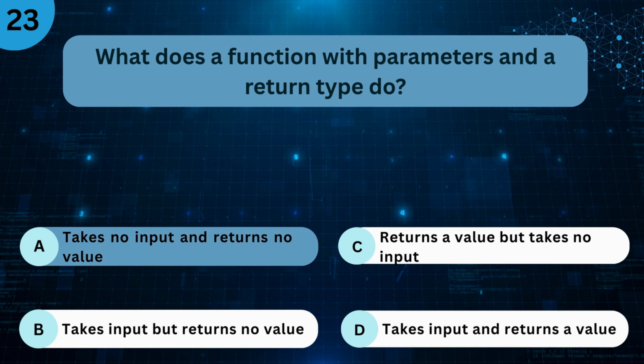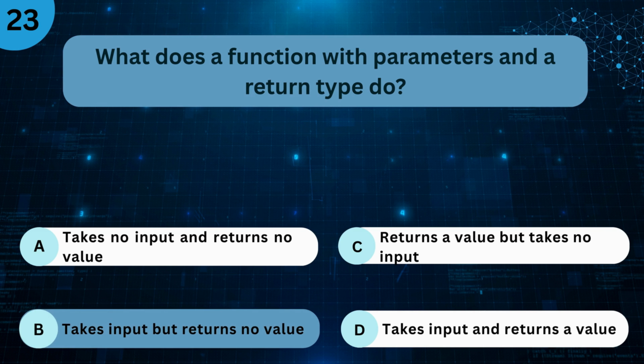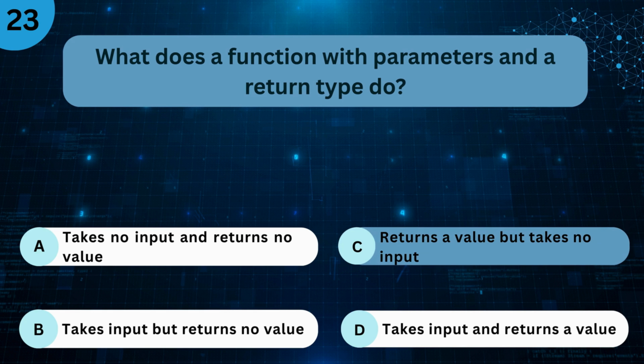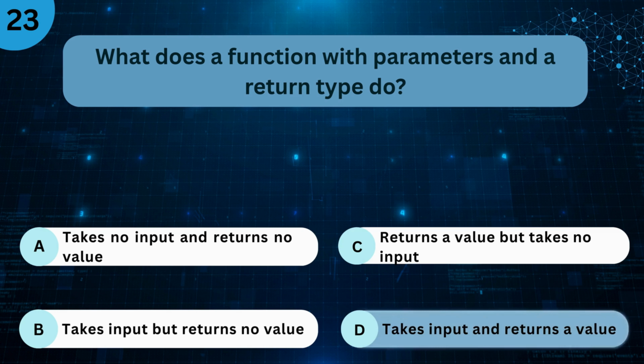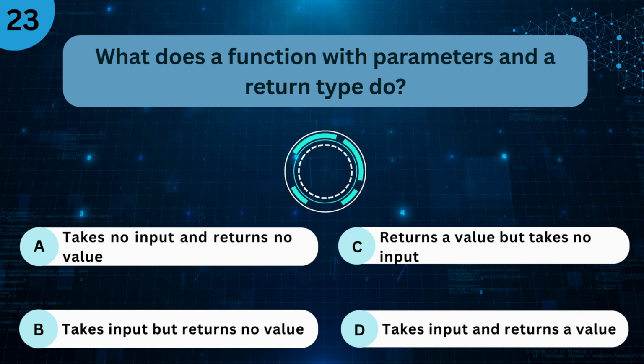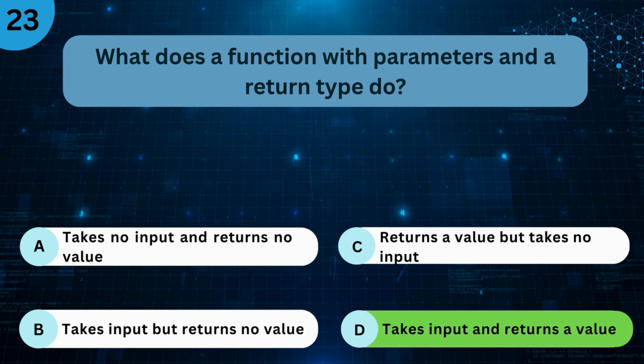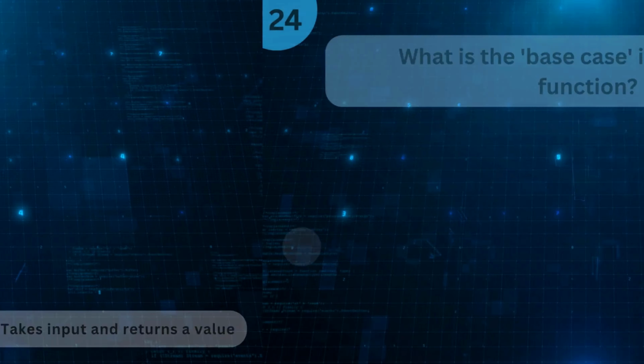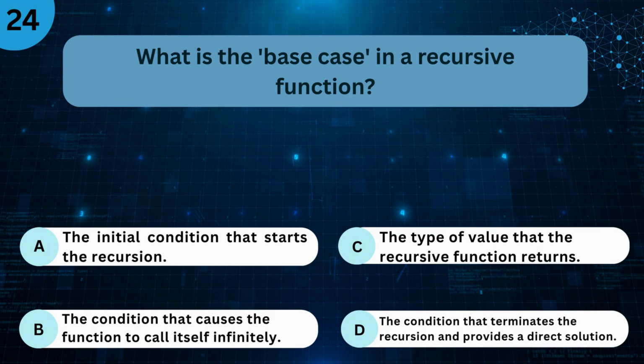A. Takes no input and returns no value. B. Takes input but returns no value. C. Returns a value but takes no input. D. Takes input and returns a value. The right answer is D. Takes input and returns a value. What is the base case in a recursive function?